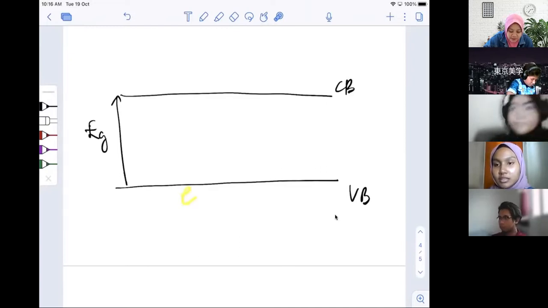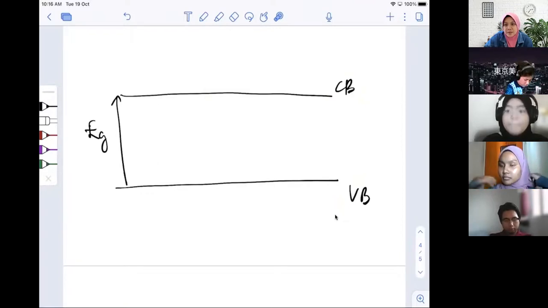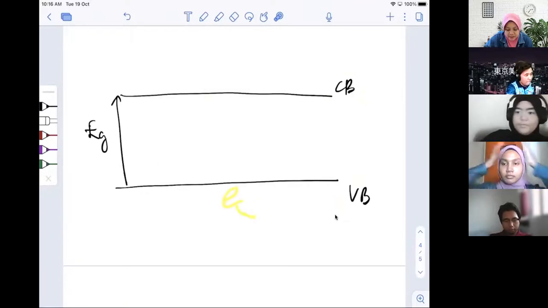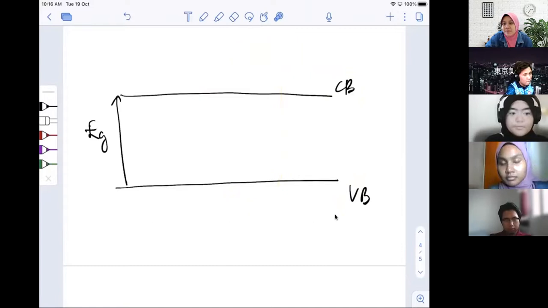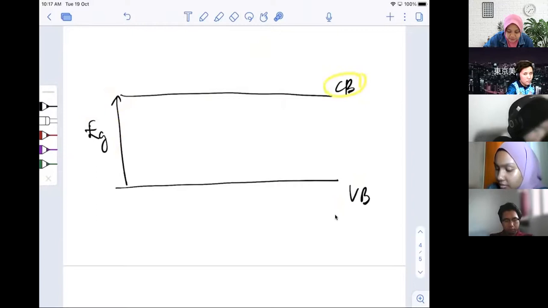So it's the minimum energy that the electron needs to jump or be excited from the valence band to the conduction band. The keyword is minimum, right? If the electron gets energy bigger than the minimum, it can still be excited. So the band gap is the minimum energy needed. So we learned about the conduction band, valence band, and band gap.